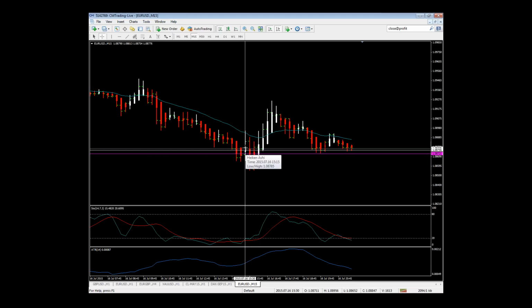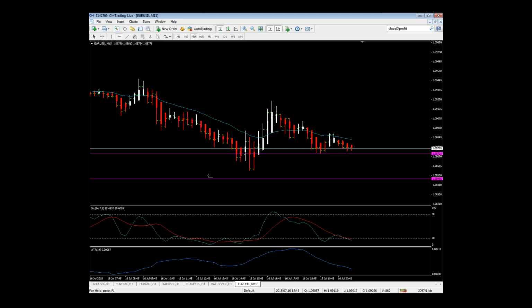So 22 pip stop loss, is that big enough? Well, look at that. It's around 23 to here. So you have to be generous with your stops. Let's say we put 30 pips on. Okay, 30 pip stop. 1.0847, okay, that's our stop.